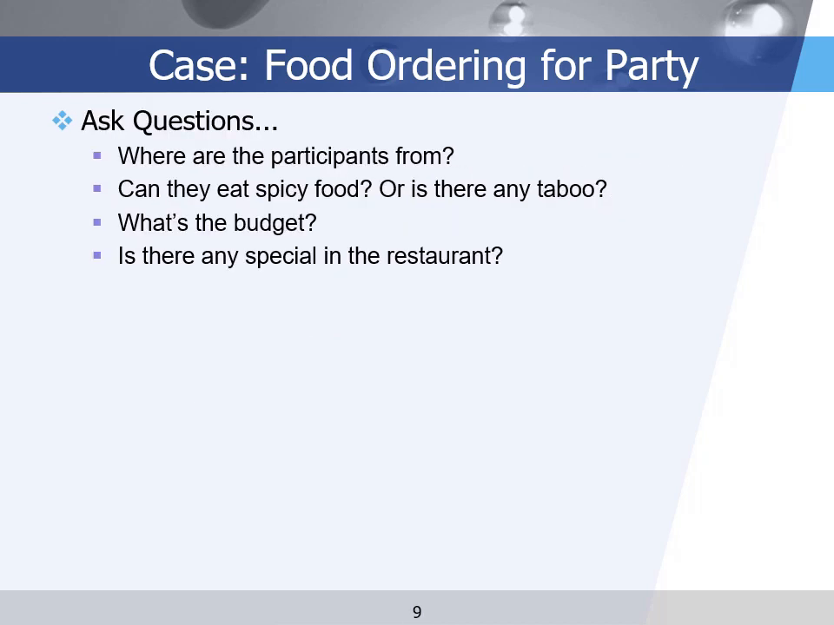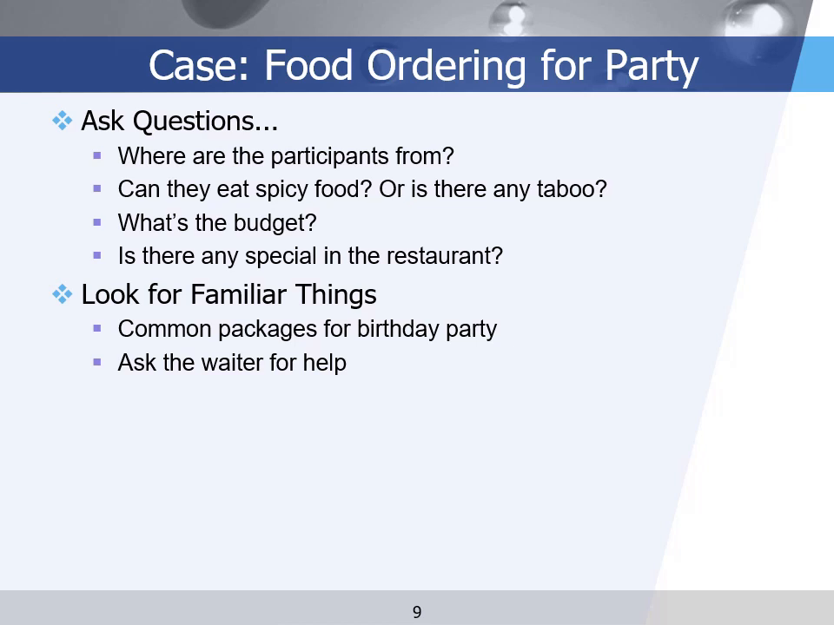Questions will be like, where are the participants from? Because you want to find a location that is not quite far from any of them. Secondly, can they eat spicy food, or is there any taboo? Thirdly, of course, you need to know the budget. Next one, are there any specials in the restaurant? If you know the specials, you can probably save some extra money.